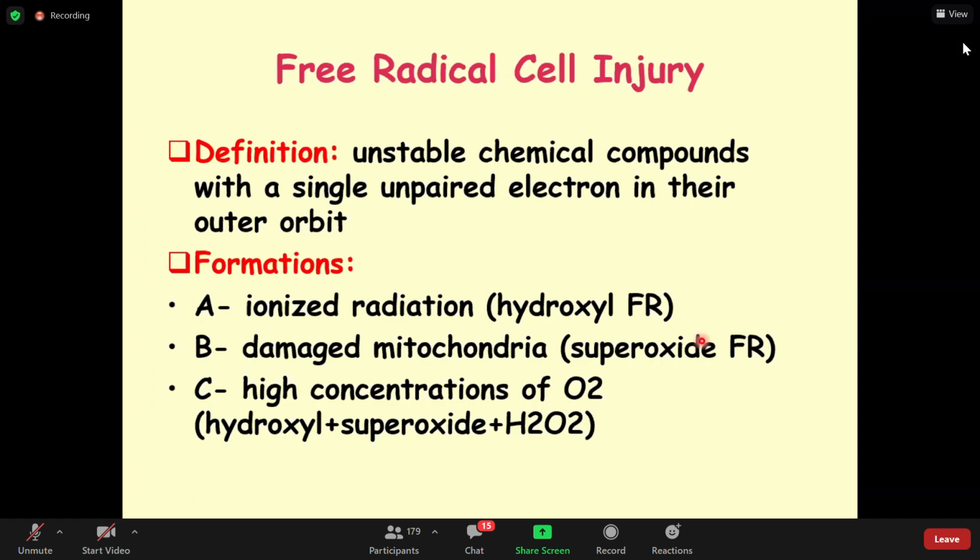If you give oxygen, on the other hand, especially if you give it to an infant, and especially premature infants, you will see that this high content of oxygen may result in the formation of free radicals. In this case, all three major free radicals: the hydroxyl, the superoxide, and the hydrogen peroxide.